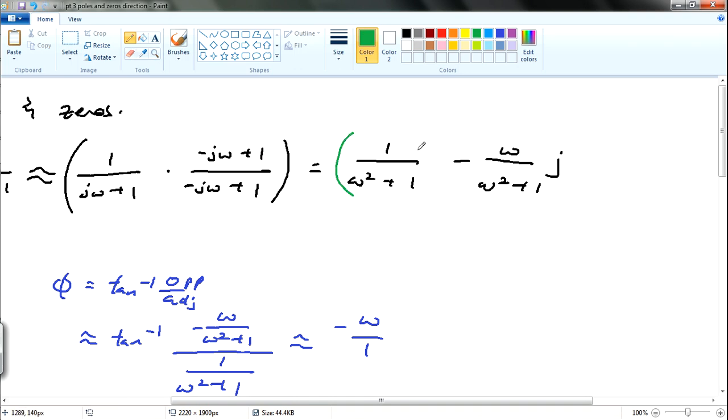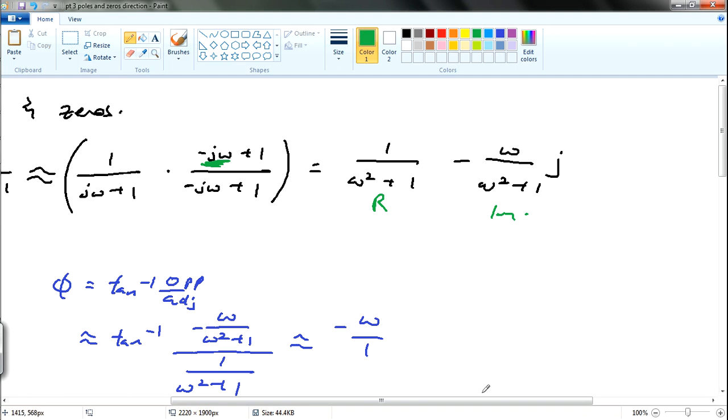So I split it out into a real and an imaginary part. This is minus j omega, and then this is 1, over omega squared plus 1, because if you multiply everything inside, you have minus j omega plus 1, over omega squared plus 1. If you rearrange, you'll get this form over here. So I just want to split it into real and imaginary: this is real, this is imaginary.